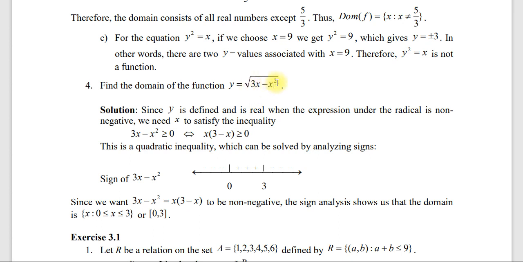ስለዚህ 3x minus x square must be greater than or equal to 0 ብለን እንሄዳለን። ወደ ሶሉሽና ስንመለስ anyway since y is defined and is real when the expression under the radical is non-negative, we need x to satisfy the inequality that is 3x minus x square greater than or equal to 0, which implies x into 3 minus x ስንተነትረው ማለት ነው greater than or equal to 0 ምን ማለት ነው? አሁን x times 3 minus x greater than or equal to 0, this is a quadratic inequality which can be solved by analyzing sign.